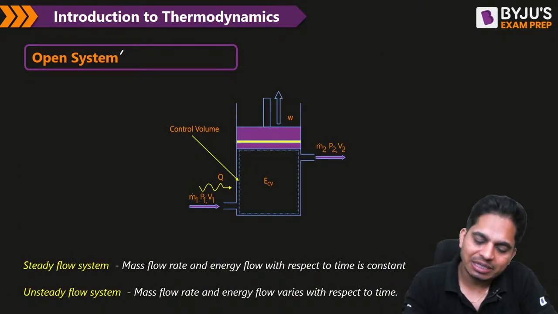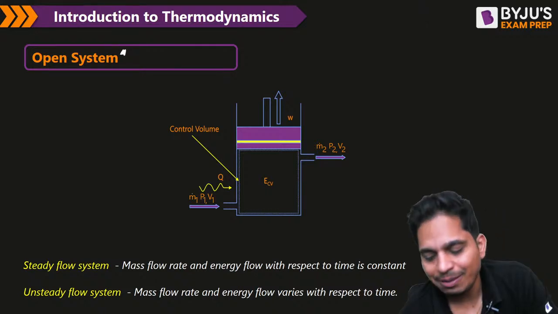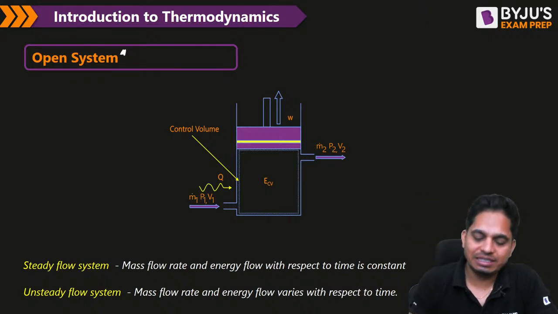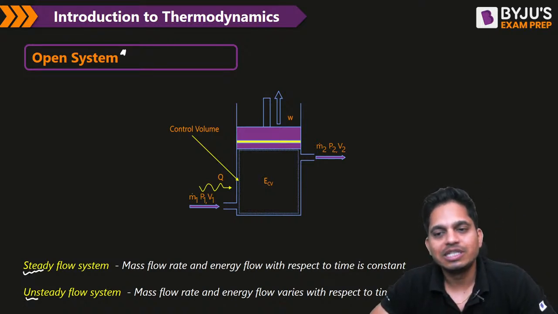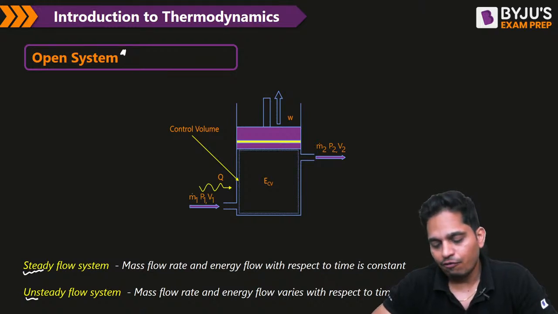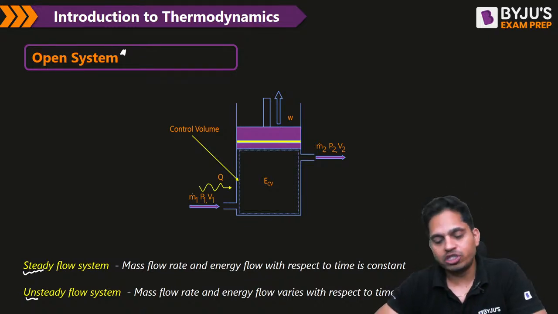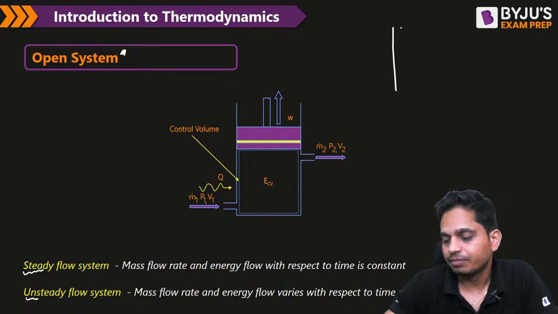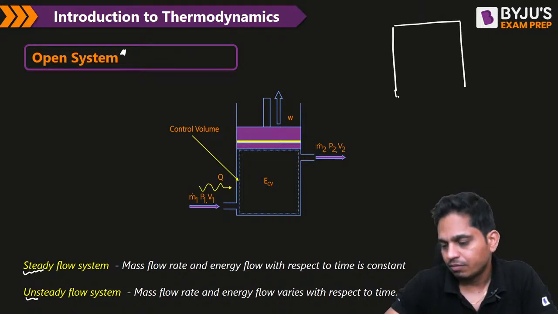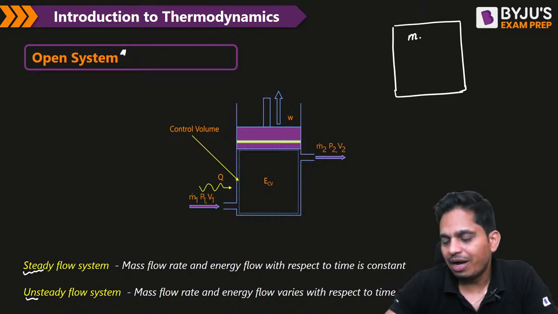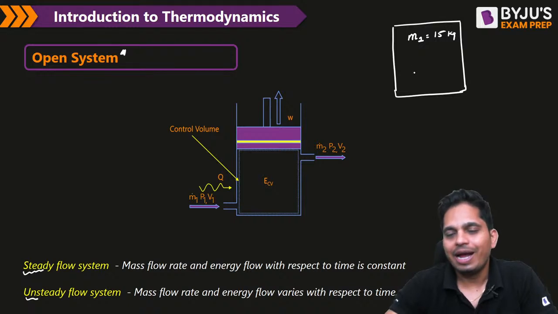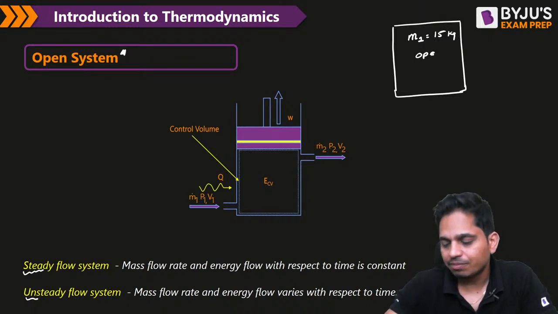Okay. Now, when you talk about open system, so open system can be classified as steady flow and unsteady flow. Sir, what is steady flow? So let me tell you what is steady flow. See, this is your system, let us say. Okay. Now, initially it has mass, so let us say M1 is 15 kg. This is the mass. And it is an open system.